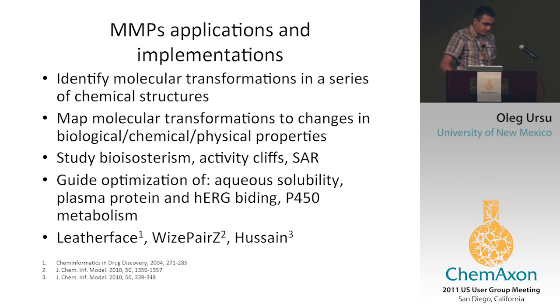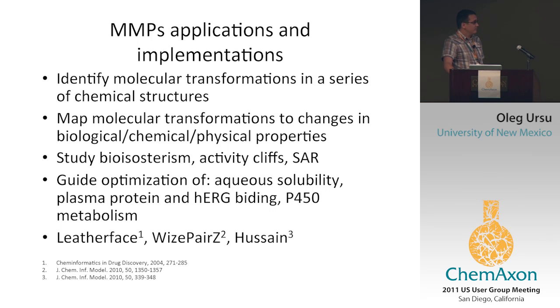There have been a lot of papers published recently using matched molecular pairs, and the reason people started to use this is because they allow you to easily see transformations in a series of molecular structures, and you can map these transformations to molecular properties like biological activities or logP or cytochrome P450 metabolism or even activity cliffs, and there are papers you can search and find.